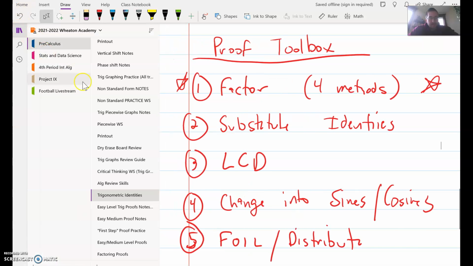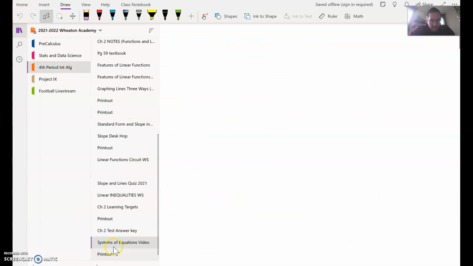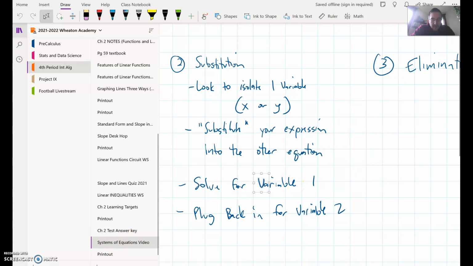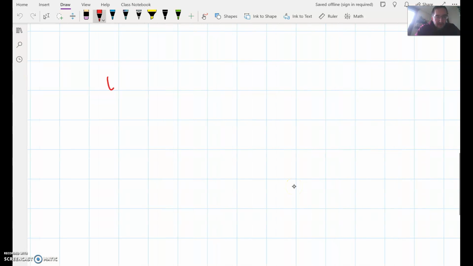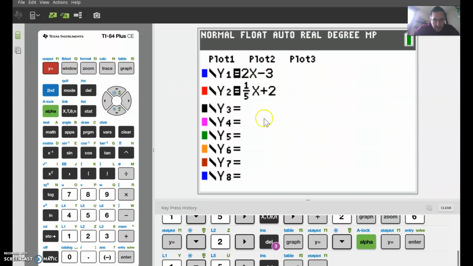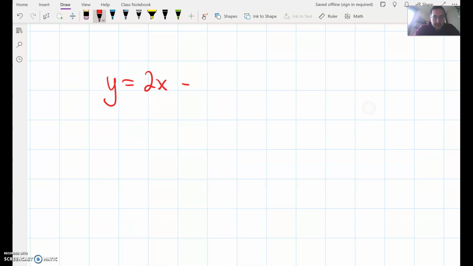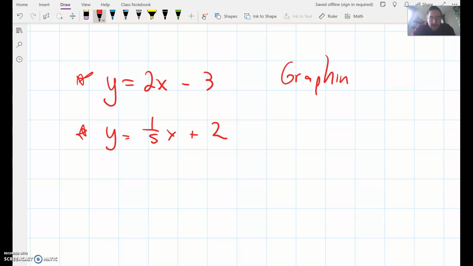Let's say, go to 4th period, systems of equations. Okay, let's say that I told you to find the solution for y equals 2x minus 3 and y equals 1/5 x plus 2. We could probably solve by graphing, but graphing by hand is not going to do us justice. But if you ever see it as y equals and y equals, I definitely think that graphing is the way to go. And if I don't tell you to graph it by hand, let's use our calculator.